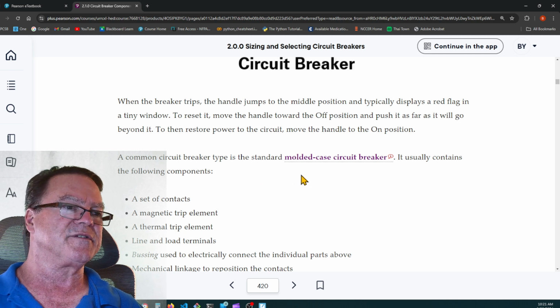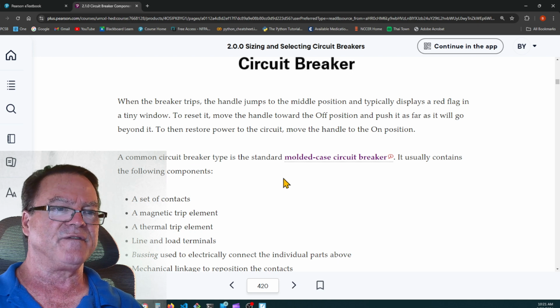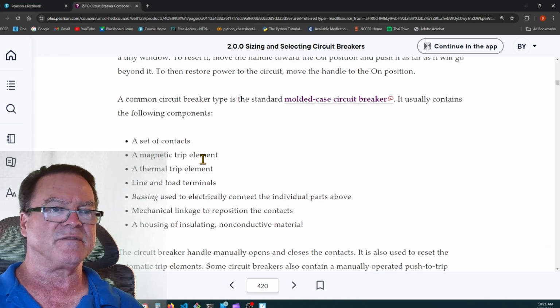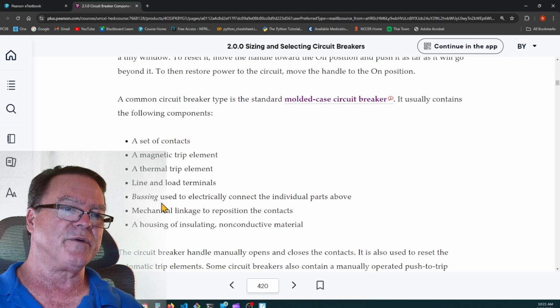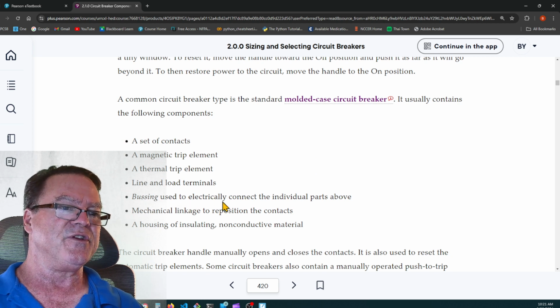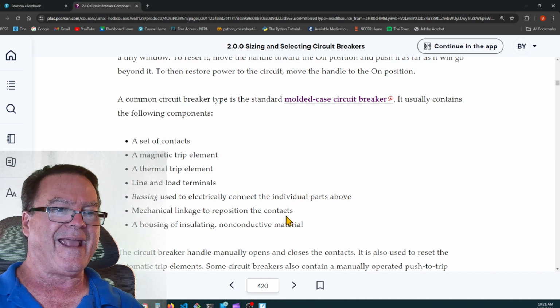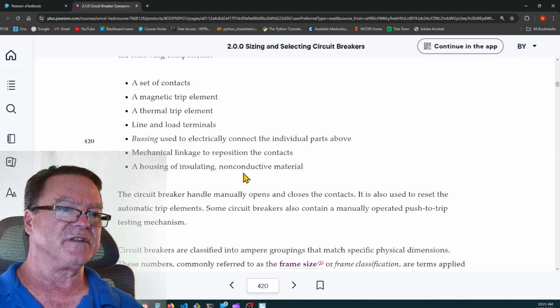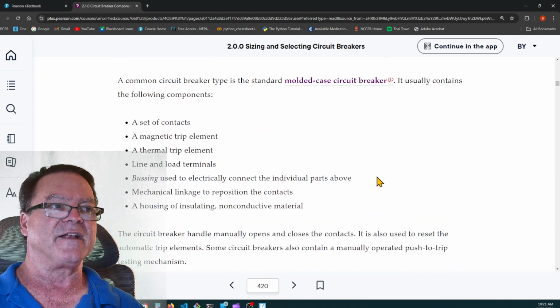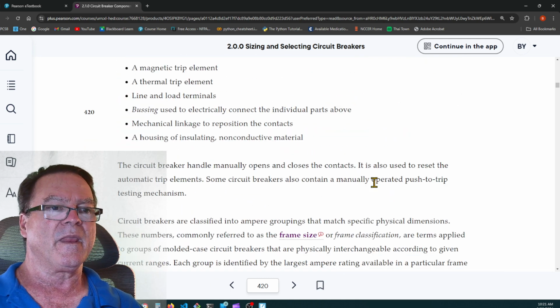A common circuit breaker type is the standard molded case circuit breaker. It usually contains the following components: a set of contacts, a magnetic trip element, a thermal trip element, line and load terminals, bushings used to electrically connect the individual parts above, mechanical linkage to reposition the contacts, and a housing of insulating, non-conductive material. That's the molded case.